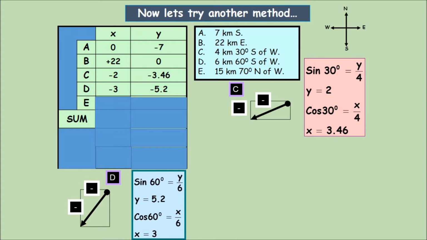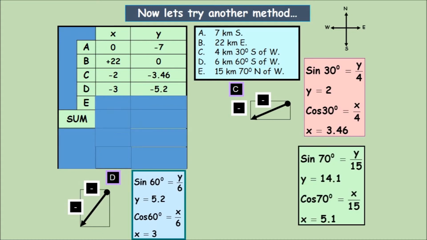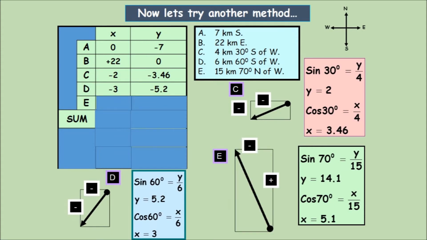Now E is coming up. E is going to be 14.1 is the Y, and 5.1 is the X, and that's going to be north of west, so that'll be positive and negative. I'm sorry, that's my E, and then the next thing I'm going to put in is the sum of those components, positive 11.9 and negative 1.56, and then I have to analyze those.